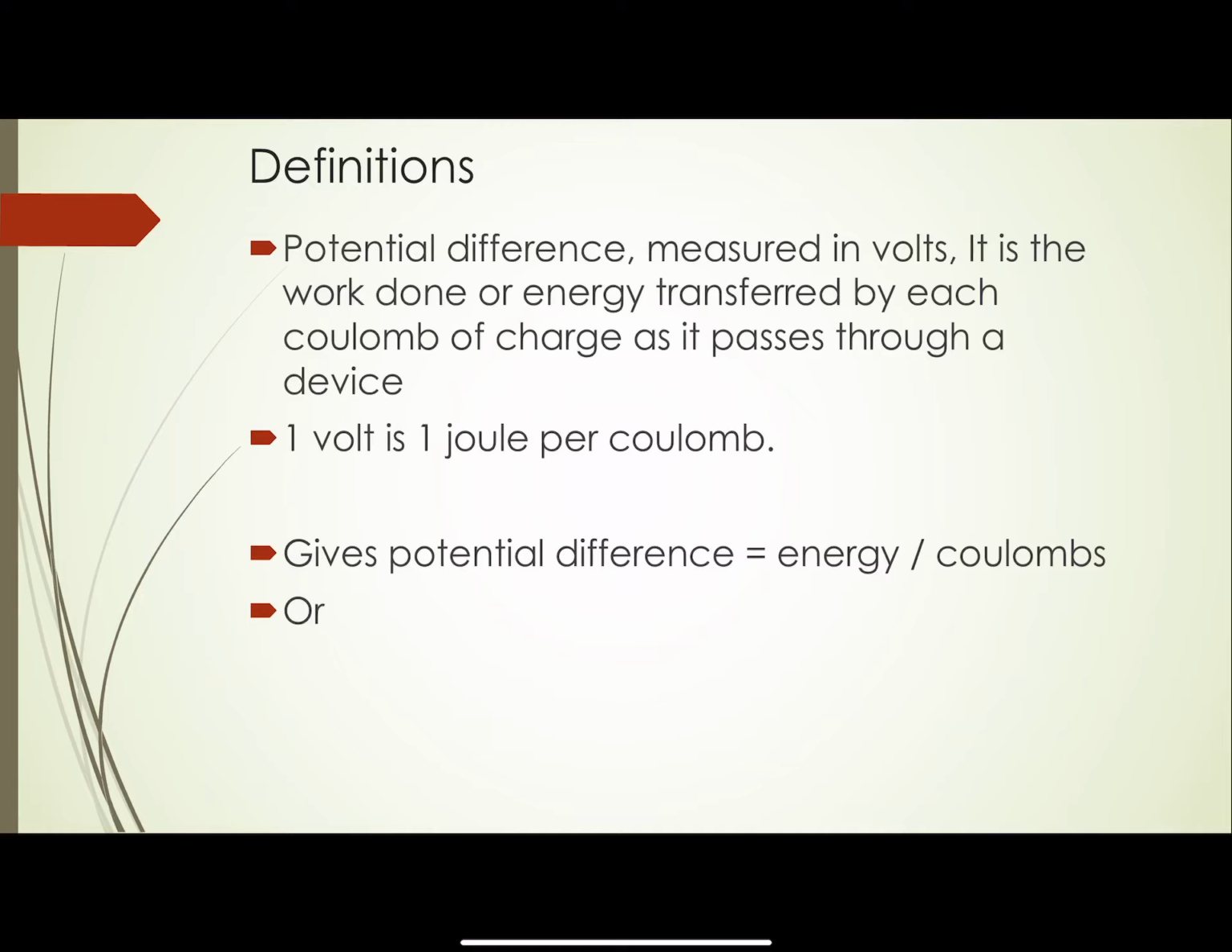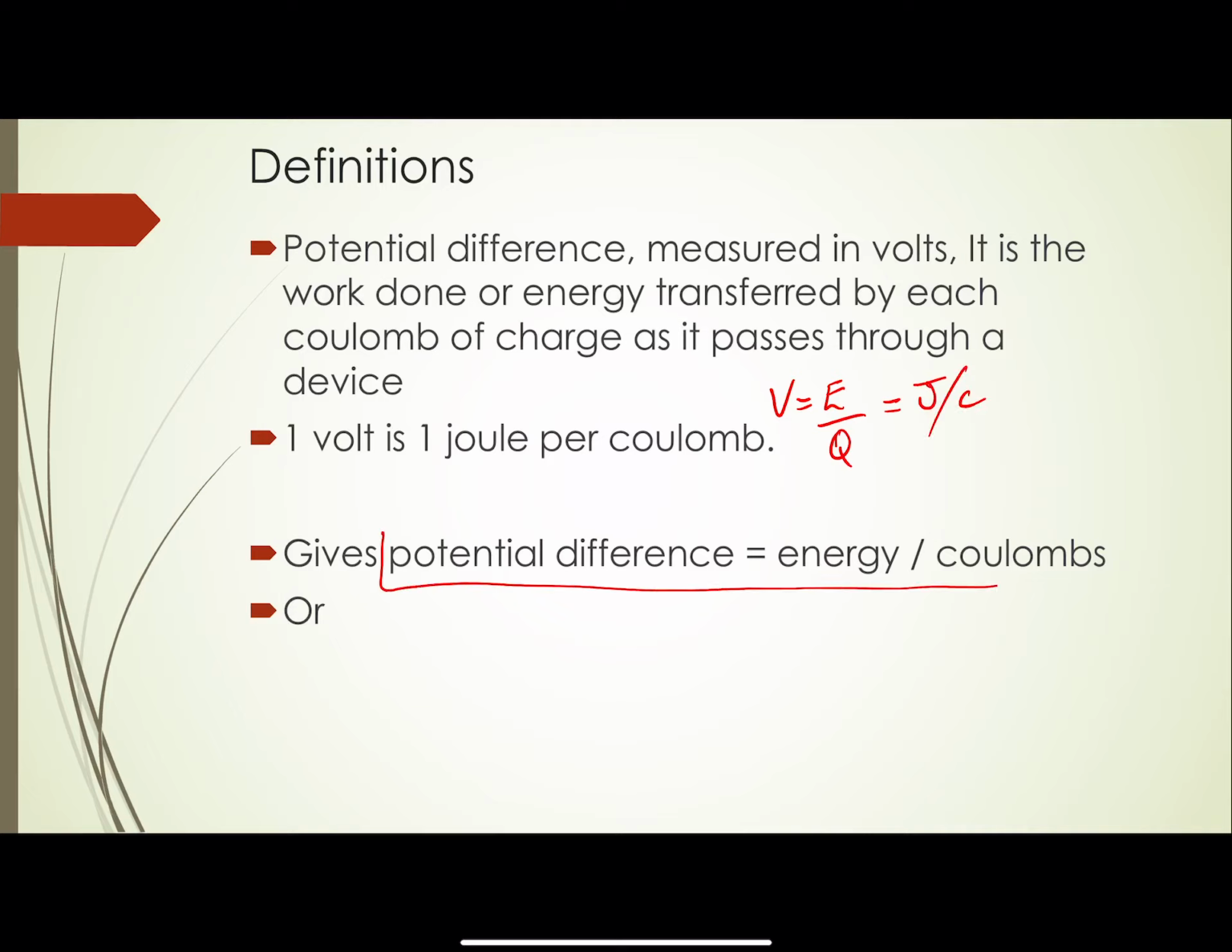Definitions. First of all, potential difference is measured in volts. It's the work done or energy transferred by each coulomb of charge as it passes through a device. 1 volt is 1 joule per coulomb. Voltage equals energy divided by coulombs, which is in joules per coulomb.